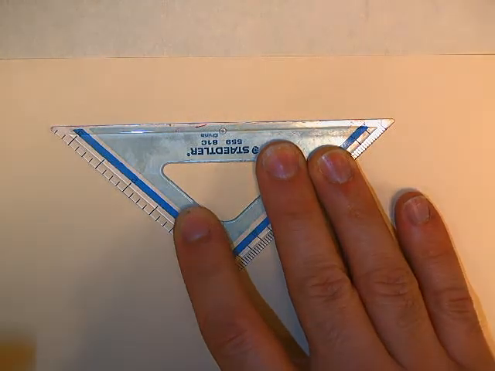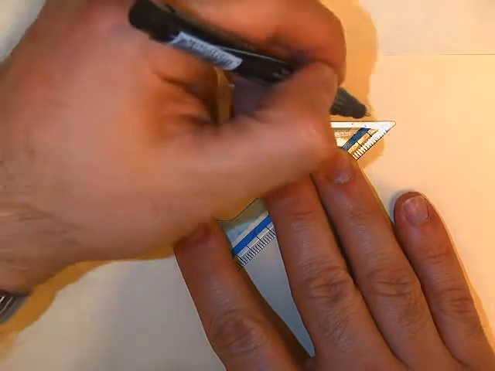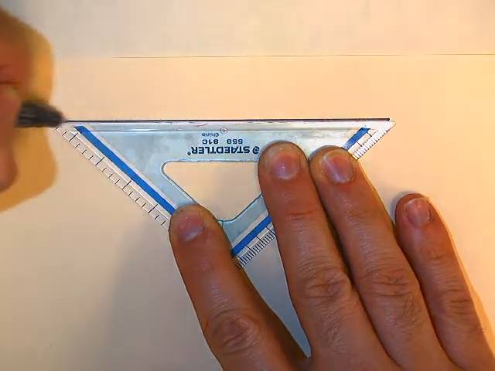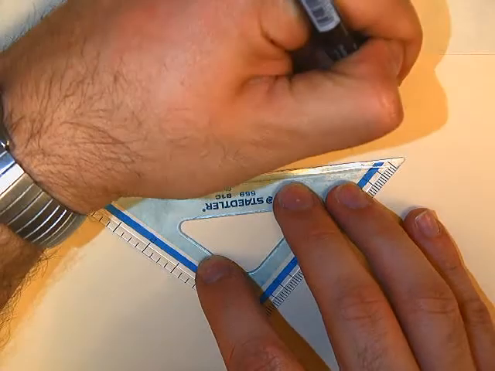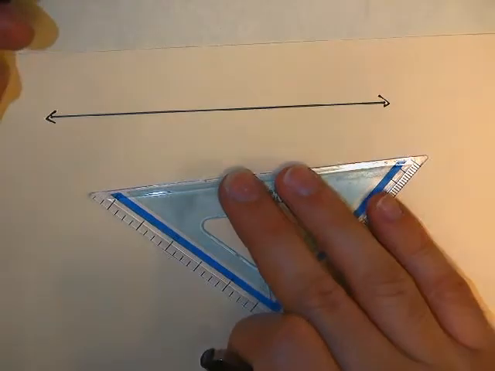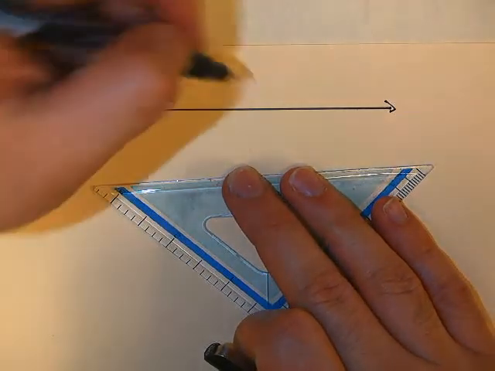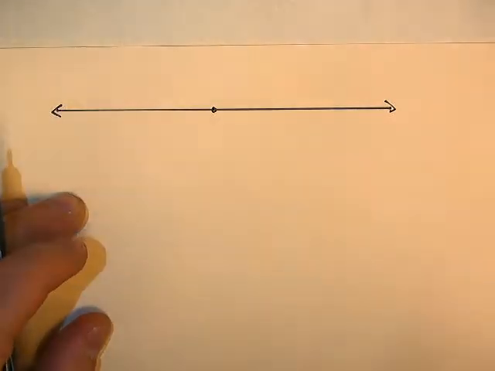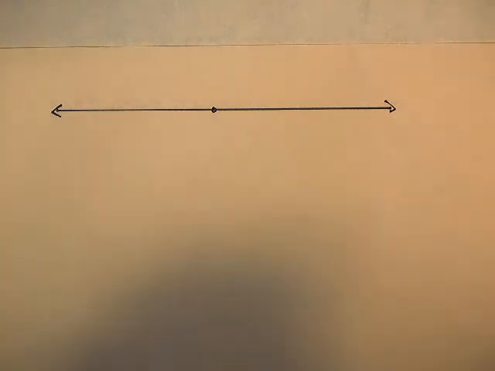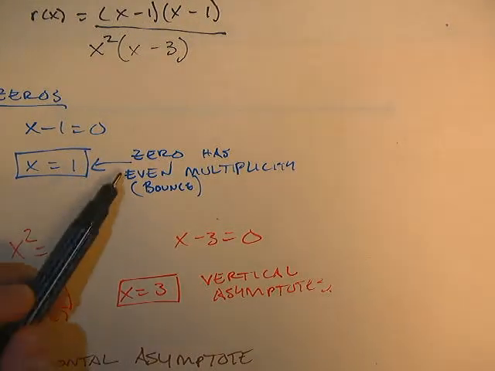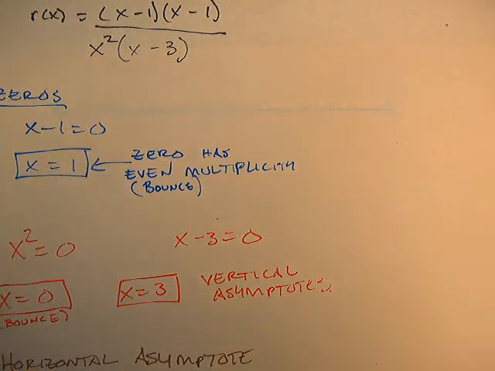So make my number line right there. And I'm going to put my 0 right in the middle just so I can have a little reference point telling me where I'm located on this line. All right, so let's take a look at our zeros. I have a 0 at positive 1.